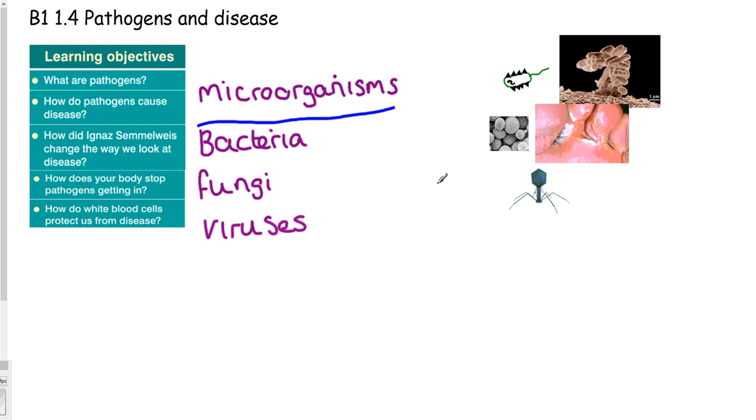So let's show you a few examples here. Firstly, the bacteria here is E. coli. Now when that gets into our system, that starts producing toxins that can make us quite poorly. Second, we have a fungi. The one on the right there is athlete's foot, and that is feeding off of someone's foot.